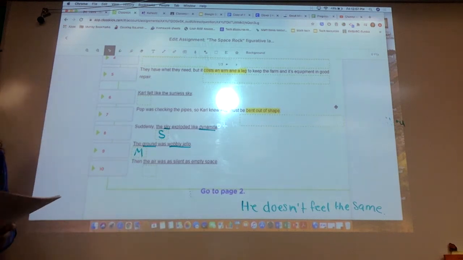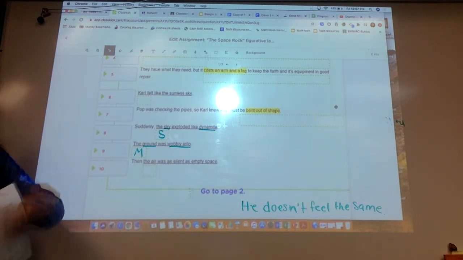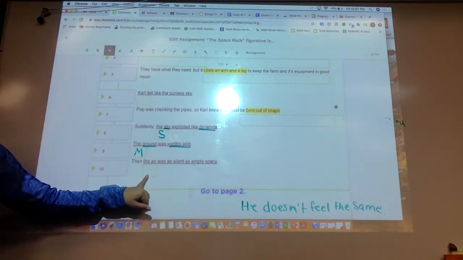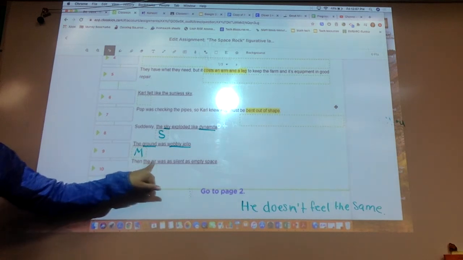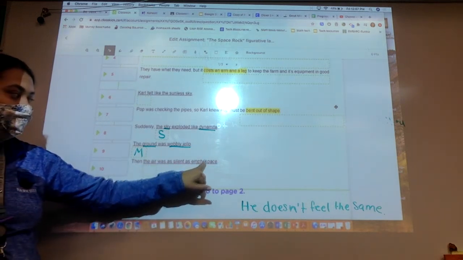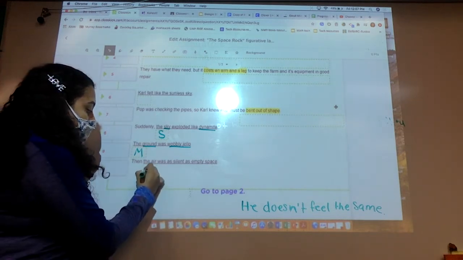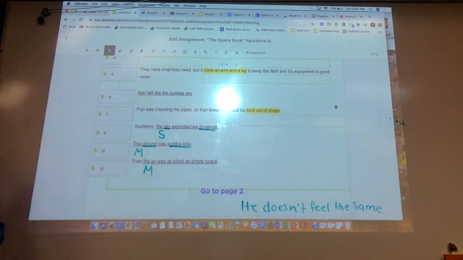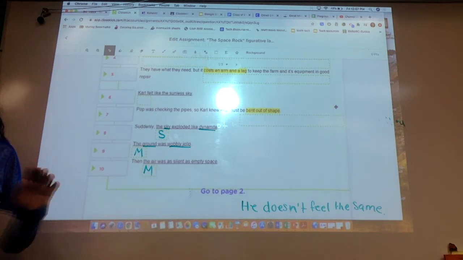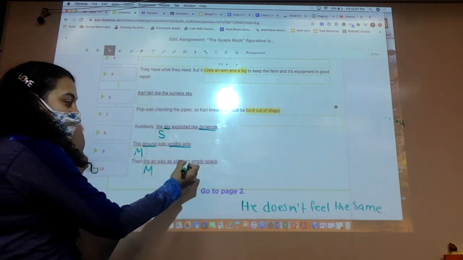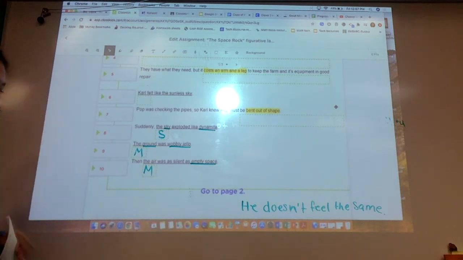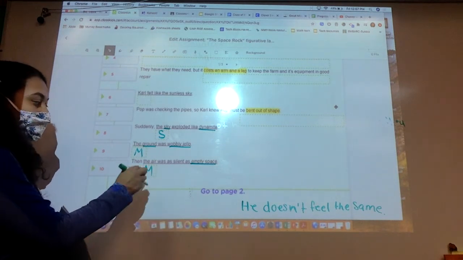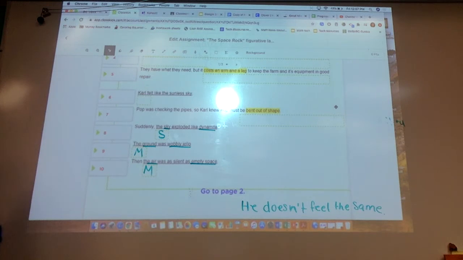I already got that. I'm on the second page. The next one is metaphor. The air was as silent as empty space. Good, Mohammed. What things are being compared in this metaphor? Empty space. What was being compared to an empty space? The air. Perfect.